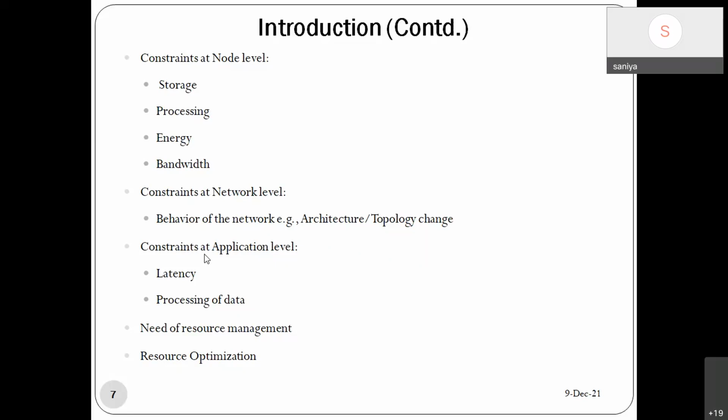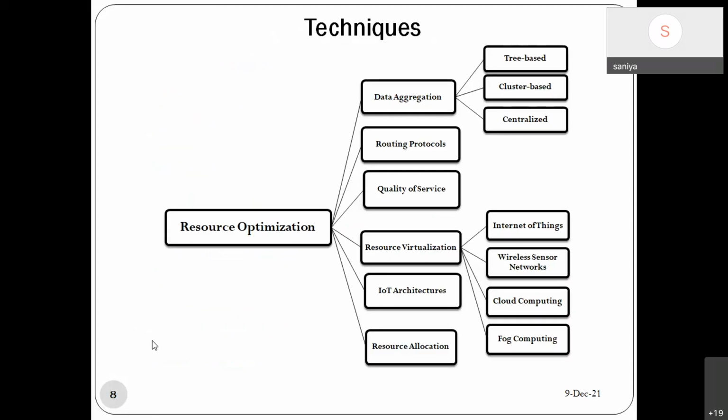So before you go for IoT applications, if somebody wants to go for resource management, he can, but you need to see what the various constraints are first. And if we understand these constraints at the node, network, and application level, we can see that there is a need for resource management, or in other words, a need for resource optimization. So what are the various techniques, what is the research that we have in today's world?